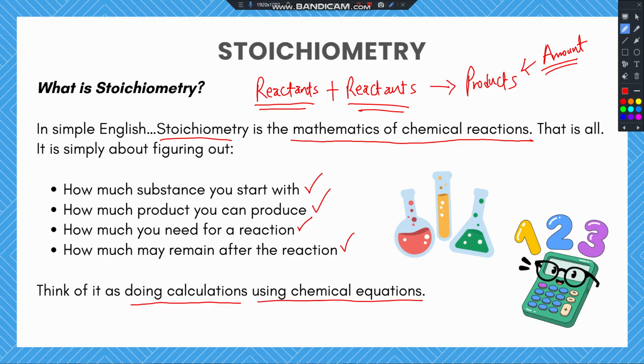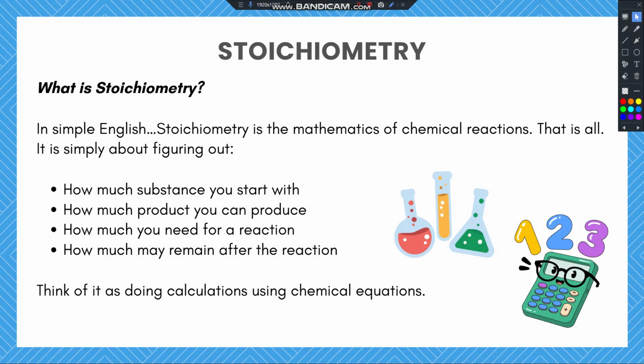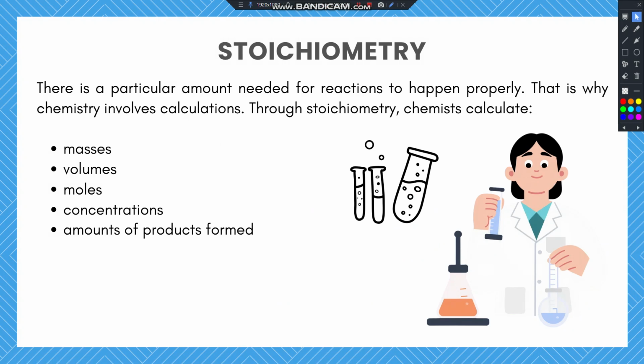Think of stoichiometry as the process of doing calculations using chemical equations. Stoichiometry enables us to know the mathematical quantities of substances that take part in a chemical reaction. Moving forward, we need to understand that there is a particular amount needed for reactions to happen properly. That is why chemistry involves calculations. Through stoichiometry, chemists can calculate the masses of substances, the volumes of substances, the number of moles of substances, concentrations, and even the amount of products formed.